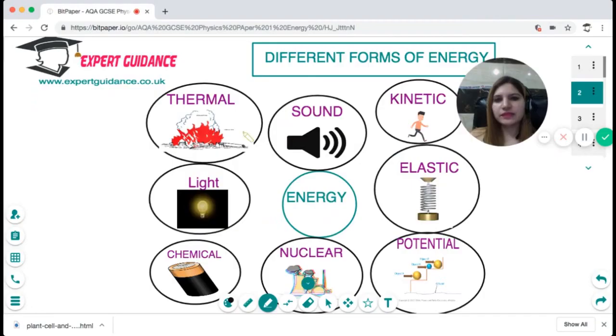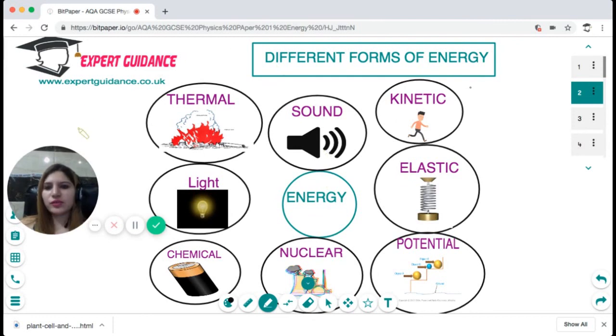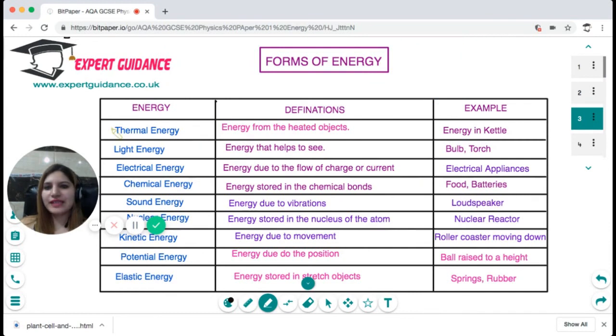So let's begin. Now, if you look here, there are different sources of energy like thermal, light, chemical, nuclear, sound, kinetic, elastic, and potential. So you should know what these different types of energy are and where we find them. For example, thermal energy is like the energy in the kettle, the energy from the heated object. The light energy is that energy that helps to see, for example, a bulb and torch. Electrical energy is the energy due to the flow of charge or current. So all electric appliances have electrical energy.